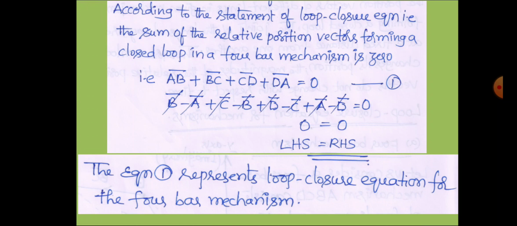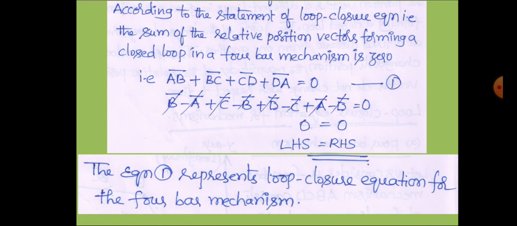Here there are four links: AB bar plus BC bar plus CD bar plus DA bar is equal to 0. So what is AB bar? That is nothing but B bar minus A bar. Substitute BC bar as C bar minus B bar, CD bar is equal to D bar minus C bar, plus DA bar is equal to A bar minus D bar.